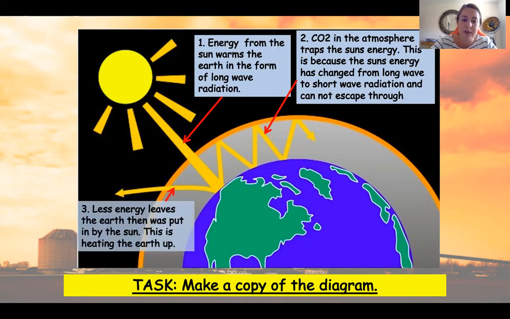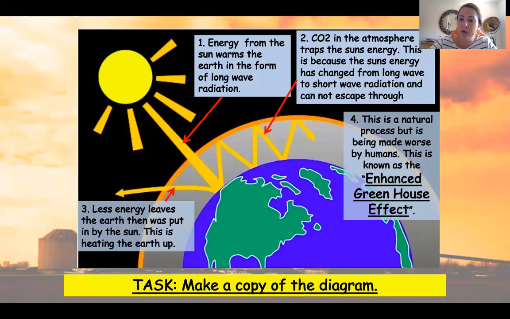Number 3, less energy leaves the Earth than was put in by the sun, causing the Earth to heat up. And then number 4, this is a natural process but is being made worse by humans. This is known as the enhanced greenhouse effect. And that's the bit that's important. And then when we're looking at these causes, this is where it's linking into.